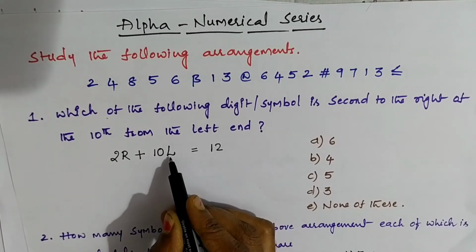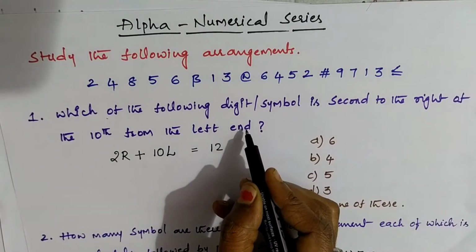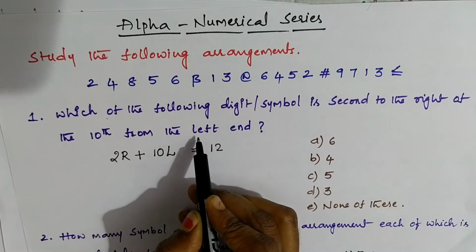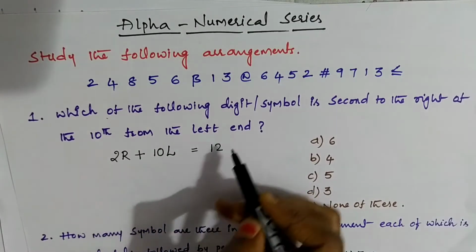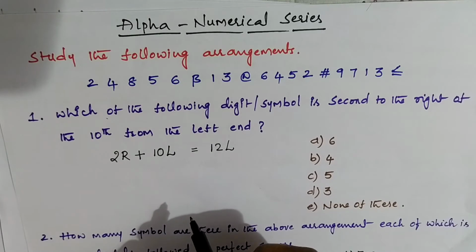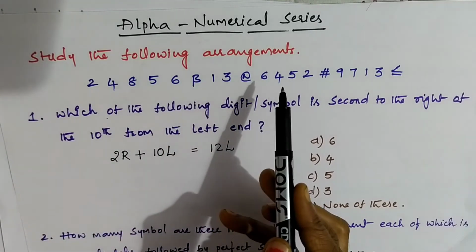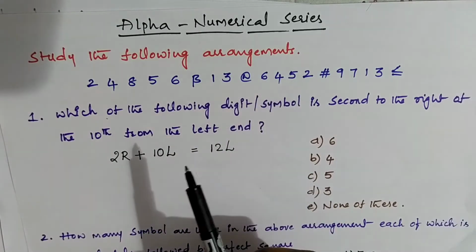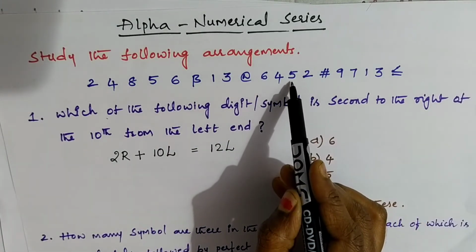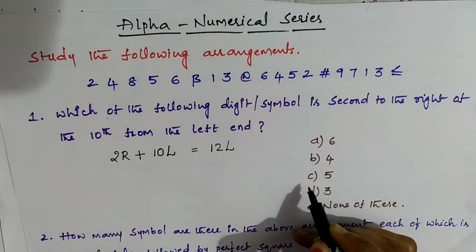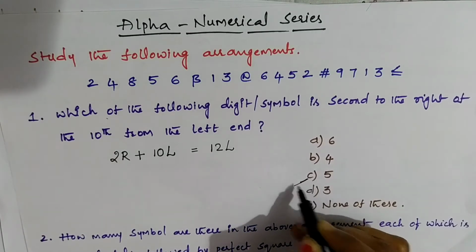And the direction should be the last direction in the question. What is that? Left hand. So I am taking 12th left. 3, 3, 6, 3, 9, 3, 12. What is the 12th left? Element 5. C is the right answer.